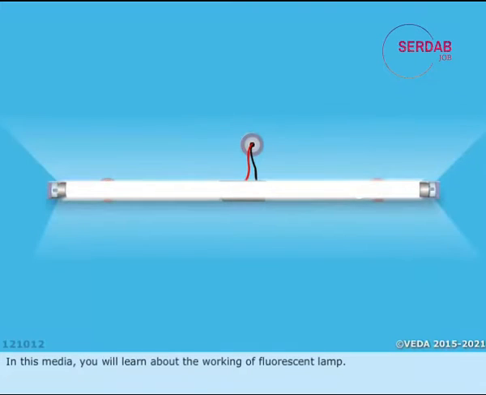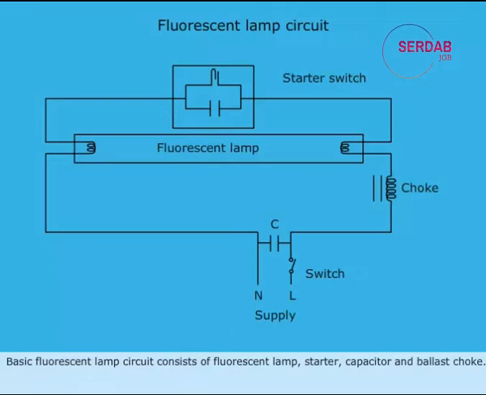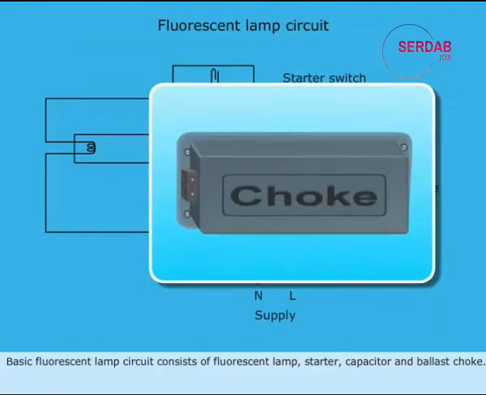In this media, you will learn about the working of fluorescent lamp. Basic fluorescent lamp circuit consists of fluorescent lamp, starter, capacitor, and ballast choke.